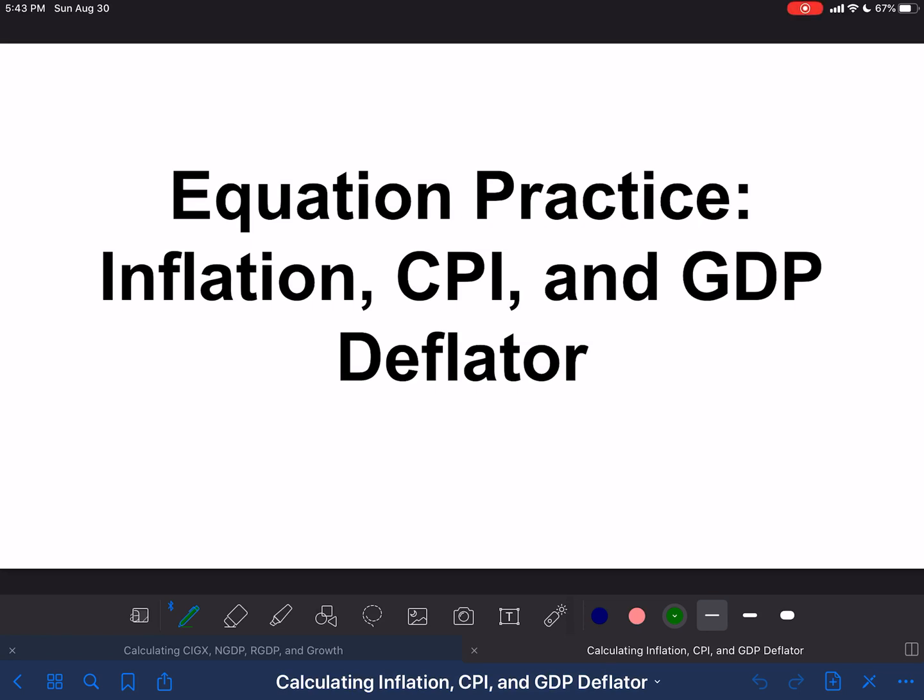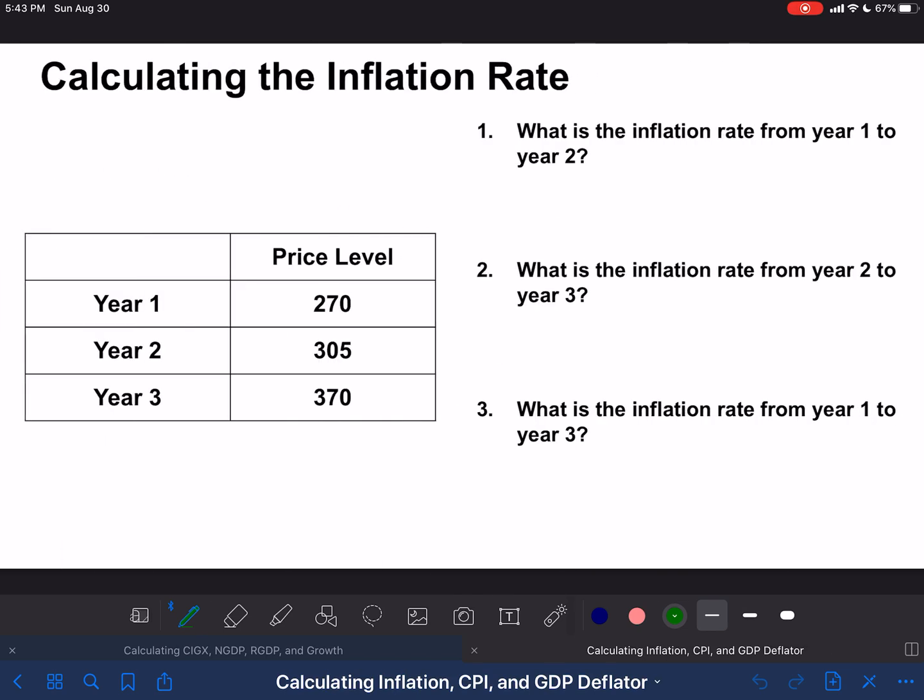This is equation practice for calculating inflation, CPI, and the GDP deflator. So first let's calculate our inflation rate. Another way to phrase our inflation rate is just percent change. So this is new minus old over old times 100. That's all the inflation rate equation is, just percent change.